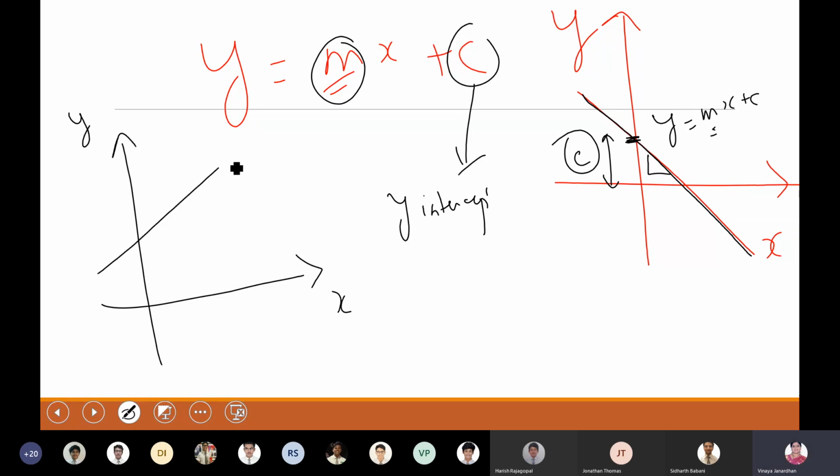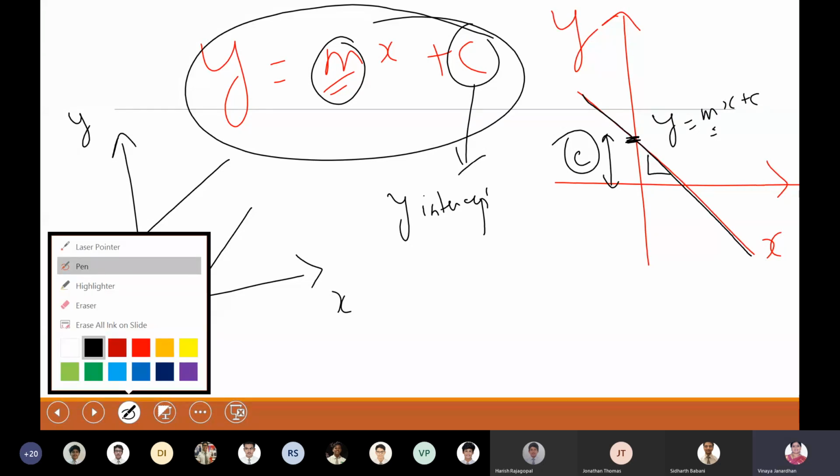I can have a graph like this, or I can have a graph like this. Now, this part will be the y-intercept. Here it will be negative, here it will be positive. So this is an equation of a straight line, right?